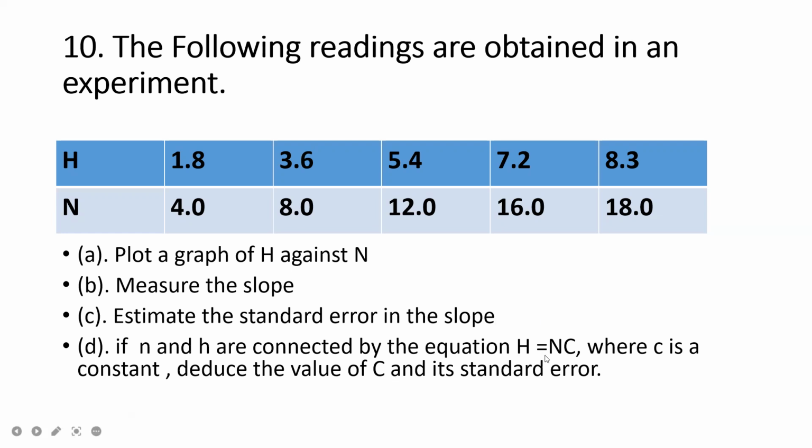So here, it simply means that if we're plotting H against N, from our linearization of the graph, we see that C becomes the slope of the graph. Y equals mx plus c. We see that y and x are the variables, and m is the slope of the graph. So in this case, H and N are the variables, and C gives us the slope of the graph.